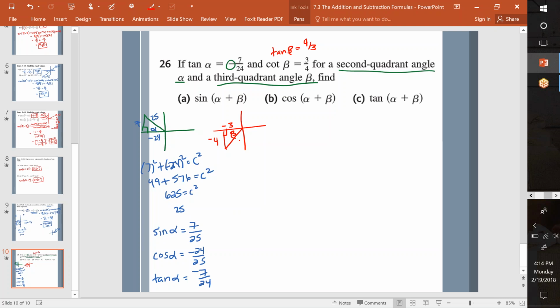So then if we do our Pythagorean theorem, I already know this one, it's going to be 5. So 3, 4, 5. Because 9 plus 16 is 25, and the square root of 25 is 5. So then we get that our sine of beta is, that would be opposite over hypotenuse, so that's going to be negative 4/5.